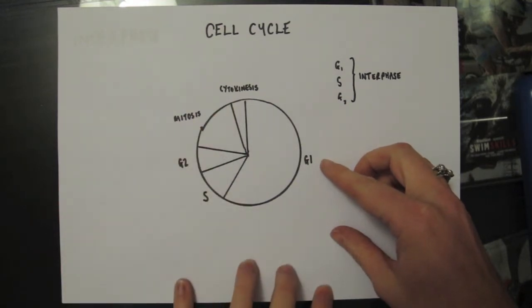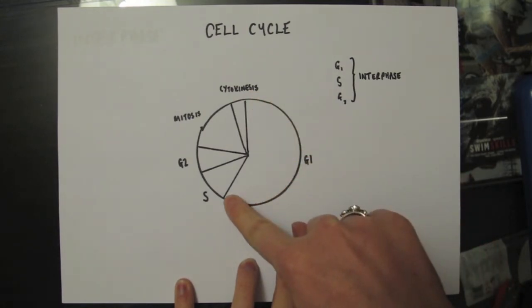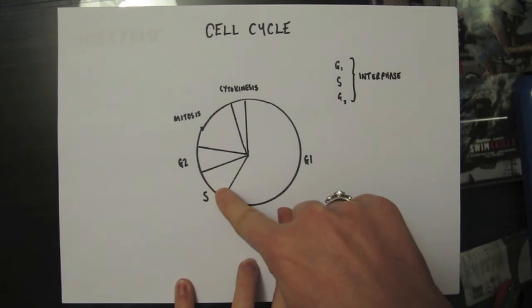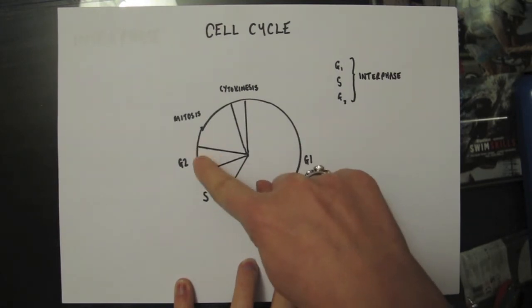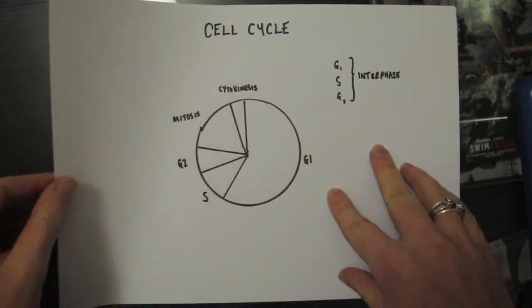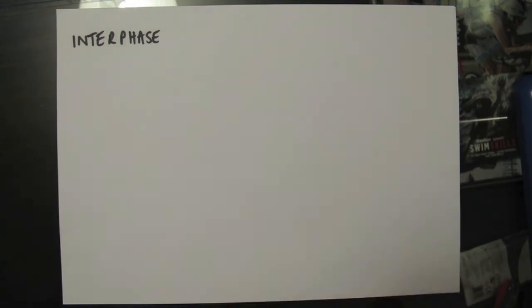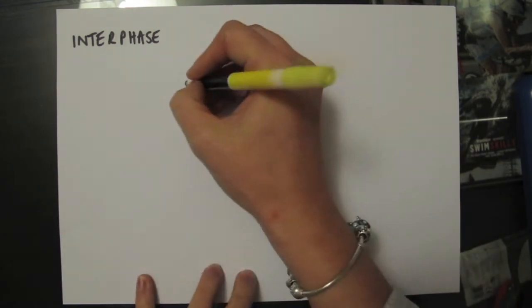Interphase itself is made up of three stages: G1, which is a growth phase; S phase, which is a synthesis phase where new organelles are created; and then a second growth phase, and then we move into the mitotic cycle.